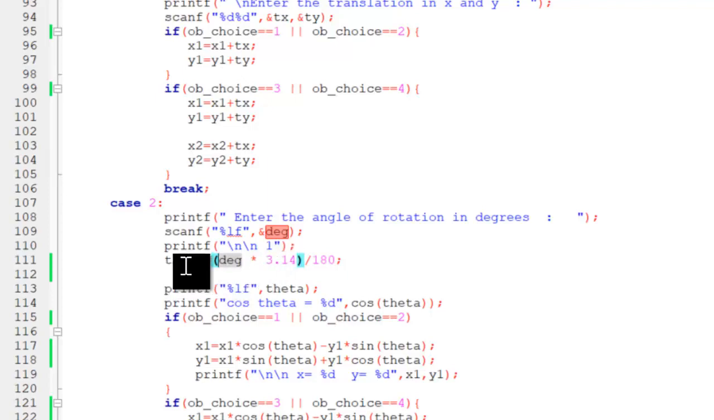So you calculate theta, because we talk about degrees but theta is in radians. When you say cos theta, sine theta, it is trigonometry, and we take it in radians, so we have to convert this degree into radians. We ask the user for the degree here, but we convert that into radians here. The radians is degree times pi divided by 180, where pi is 3.14.